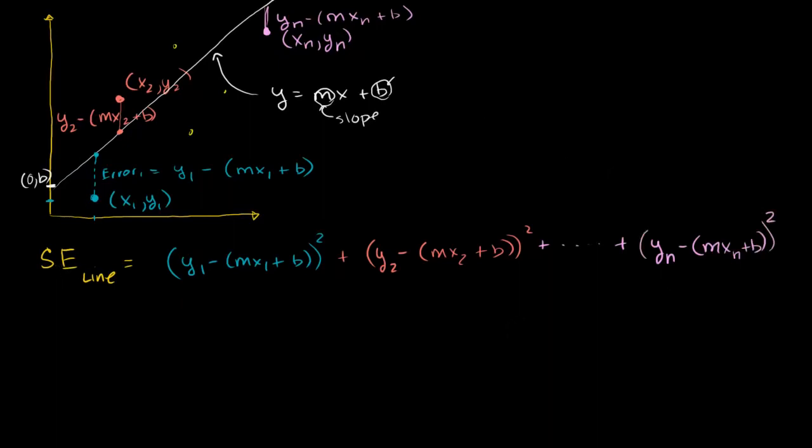And what we're going to do over the next few videos is find the m and b that minimizes this value, that minimizes the squared error of this line right here. So if you view this as the best metric for how good a fit a line is, we're going to find the best fitting line for these points.